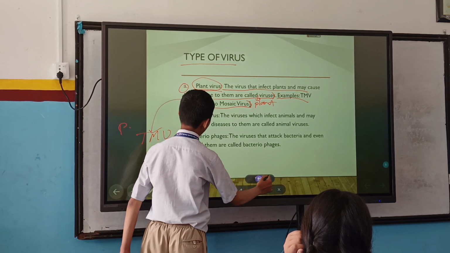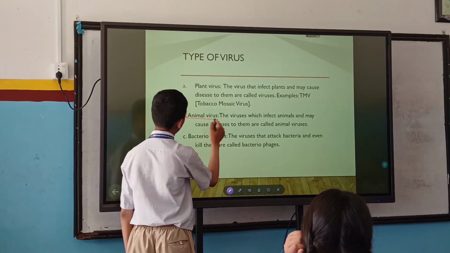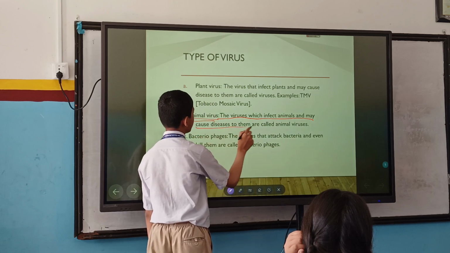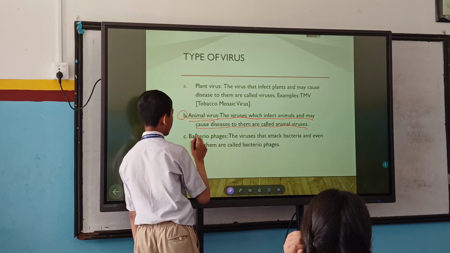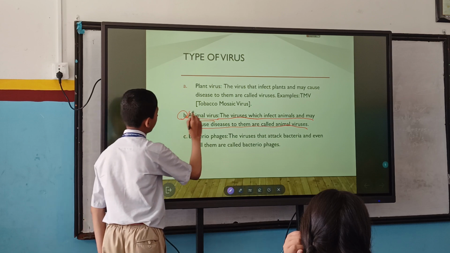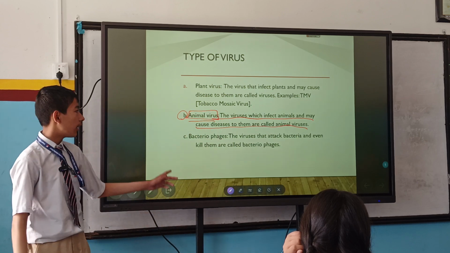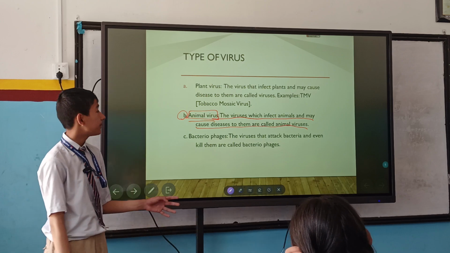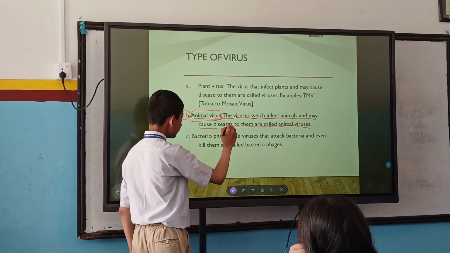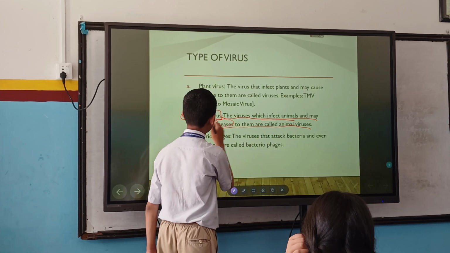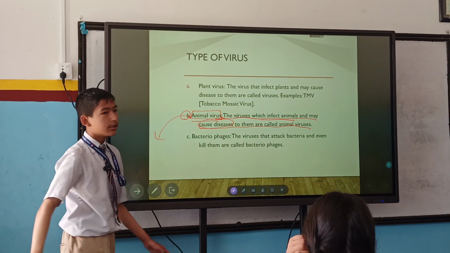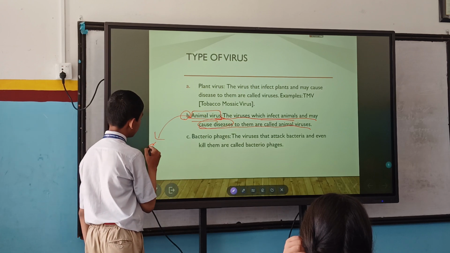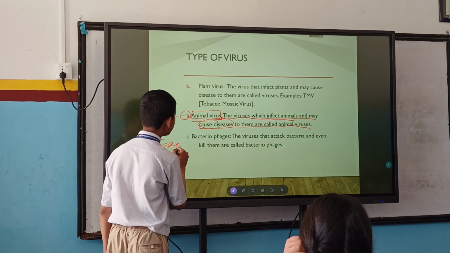Next, B is given about animal virus. The viruses which infect animals and may cause disease to them are called animal viruses. We can understand that these viruses infect and harm the animals and may cause diseases to them. Viruses are infectious agents that cause diseases to any type of organisms.